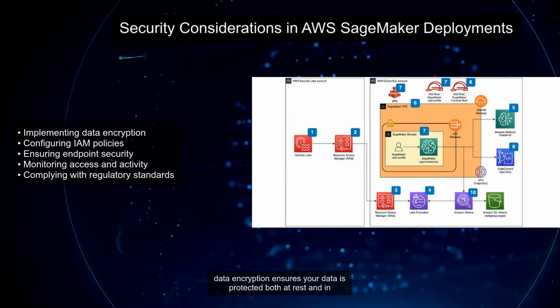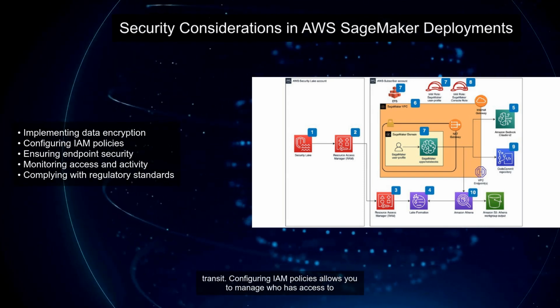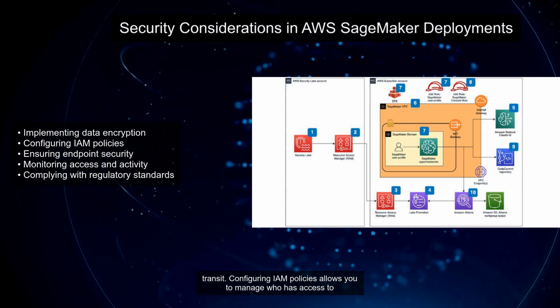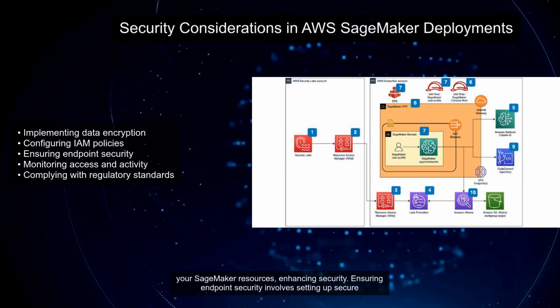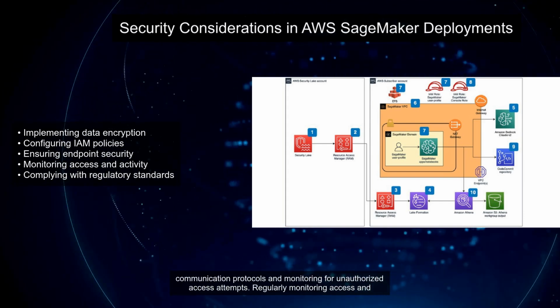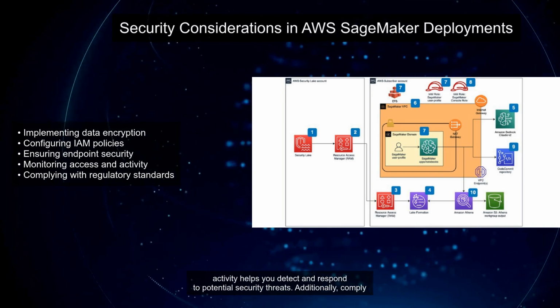Security is a top priority when deploying models with AWS SageMaker. Implementing data encryption ensures your data is protected both at rest and in transit. Configuring IAM policies allows you to manage who has access to your SageMaker resources, enhancing security. Ensuring endpoint security involves setting up secure communication protocols and monitoring for unauthorized access attempts.